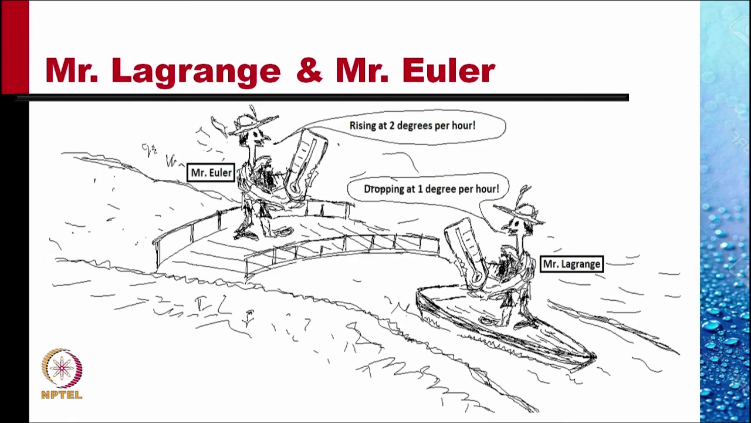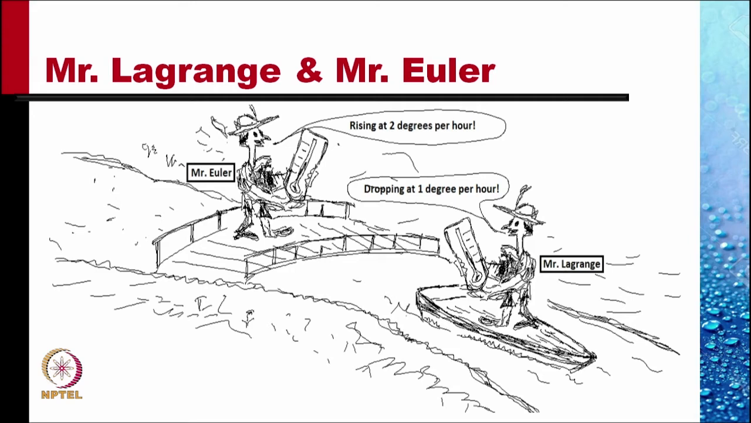This cartoon explains this quite clearly. There are two scientists, Mr. Euler, who is stationary, and he reports a local rate of change at 2 degrees per hour, the temperature rising at 2 degrees per hour. Mr. Lagrange, of the material property fame, is floating down the river on a boat, so he's measuring the material rate of change, and he says the temperature is dropping at 1 degree per hour.